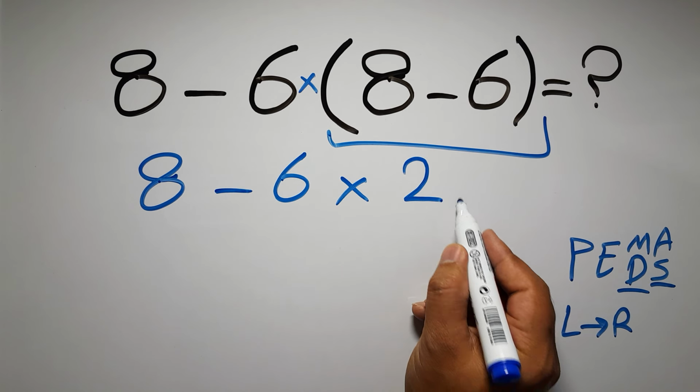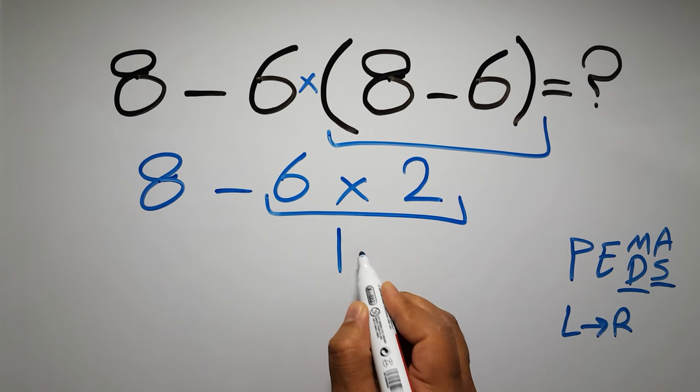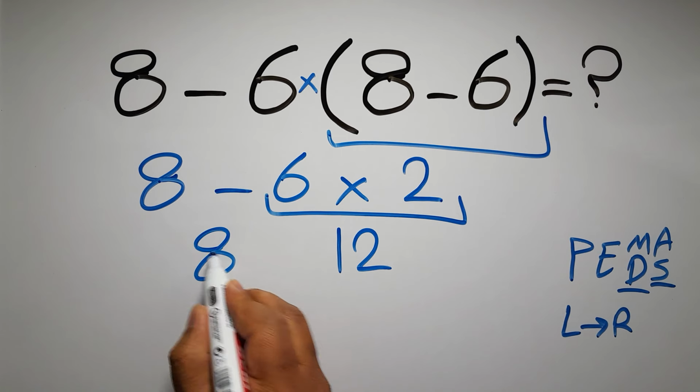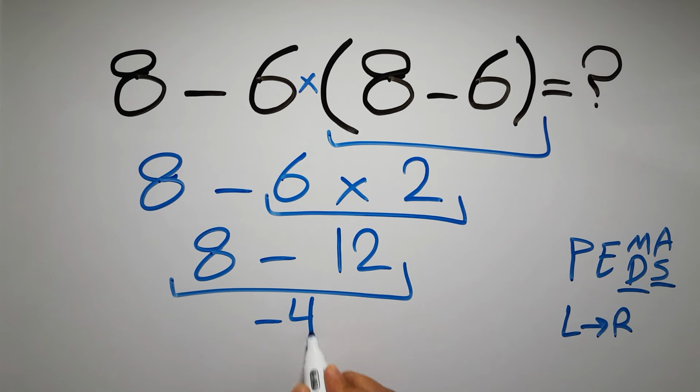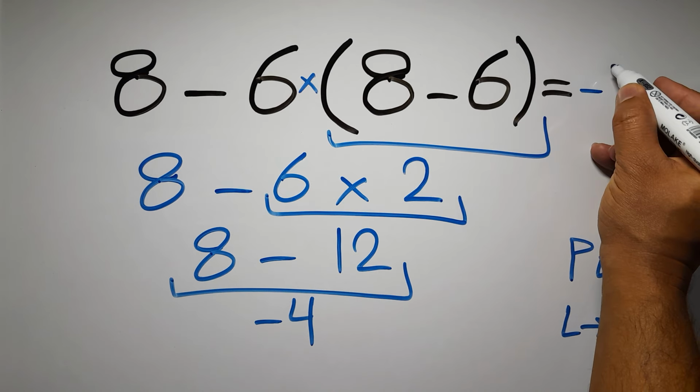6 times 2 gives us 12. So 8 minus 12, which equals negative 4. And this is our final answer to this problem. The correct answer is negative 4.